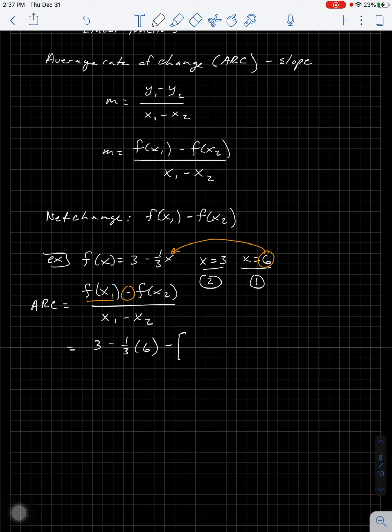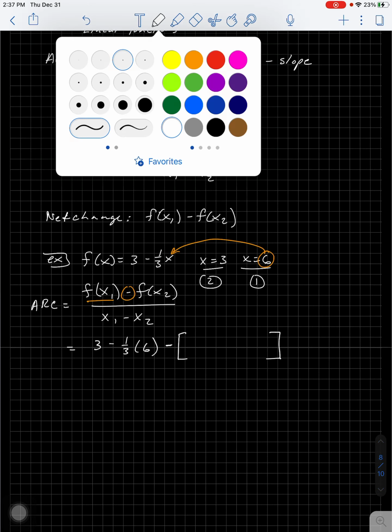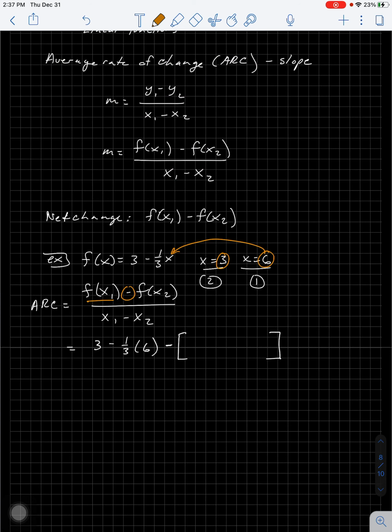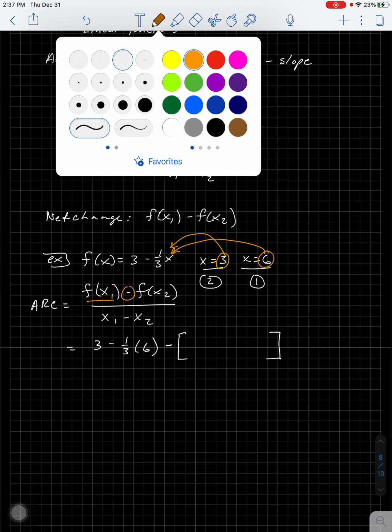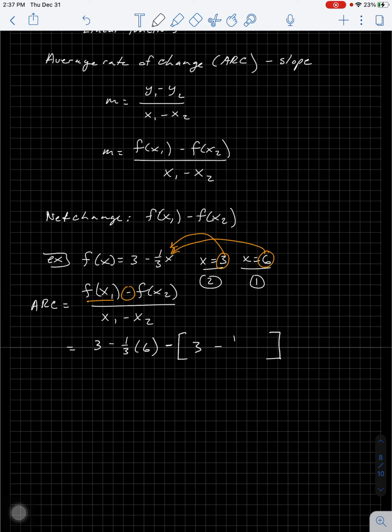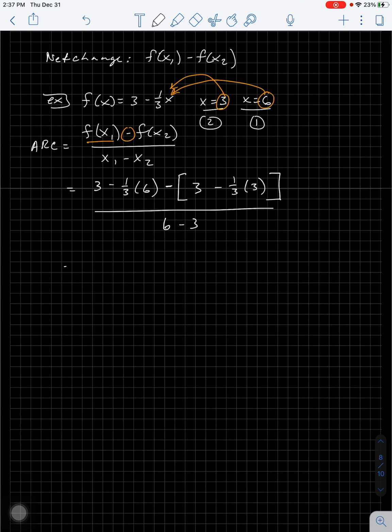And here's the part where most people mess up on this. You have to put brackets or big parentheses because it's minus all of the second thing, and so that minus is going to end up distributing in. If you don't put the brackets on, you will get the wrong answer. Now I'm going to take the second number and plug that in for x. So I'm going to get 3 minus 1/3 times 3. Okay. And then I'm going to divide that by x1, which is 6, minus x2, which is 3. And then we're just going to clean that up.